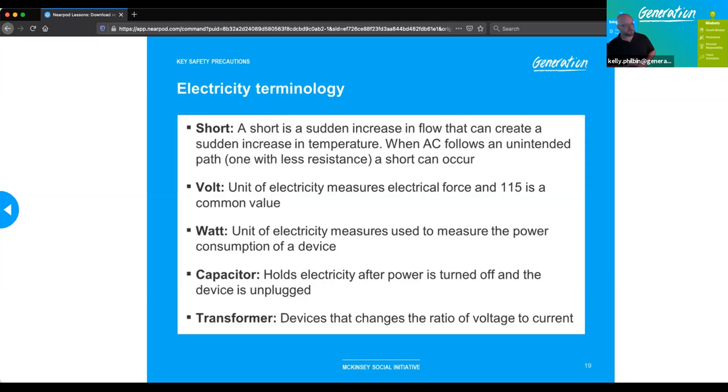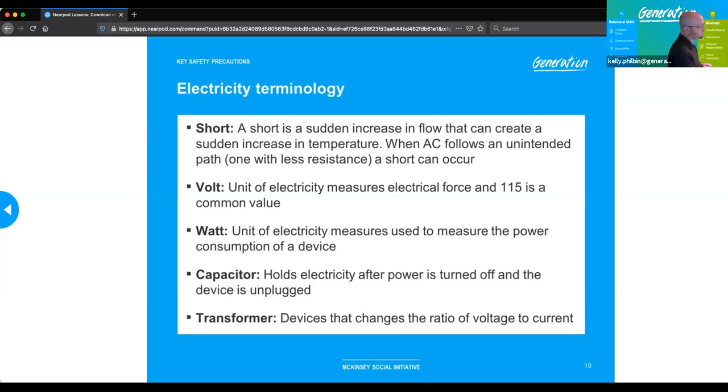Volt is a unit of electricity that measures the actual force of the current. And 115 is a common value, though I think in the US we typically classify it as 110. Can anybody tell me what they classify it almost anywhere else in the world? What's the other measure they use for common household voltage? 220. Perfect, 220. So typically in the US, it's 110. Almost everywhere else, it is 220. I am not sure about Puerto Rico, what standard they use, Emmanuel. Do you know off the top of your head? Is it 110 or 220? It should be the same standard as the US. I just wasn't sure on that particular one.